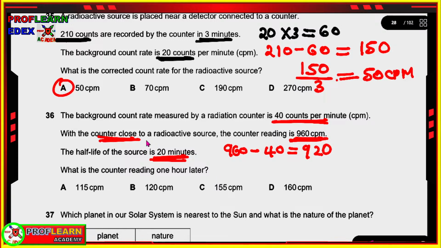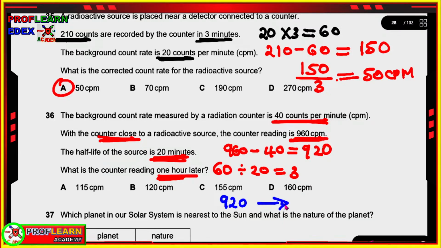Then if we are to look at it 1 hour later, 1 hour is actually 60 minutes, and we need to know how many half-lives are in 60 minutes, because the half-life here we are told is 20. So that is going to translate to 3 half-lives. Which means this radioactive source is going to decay 3 times, starting from 920.